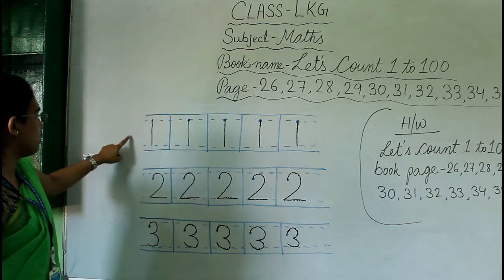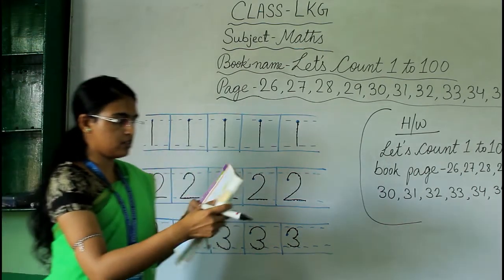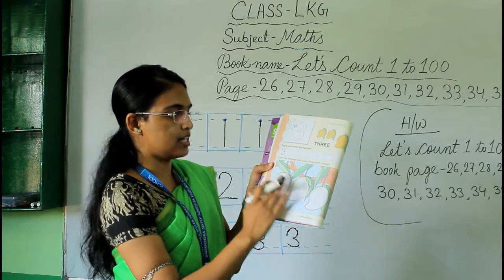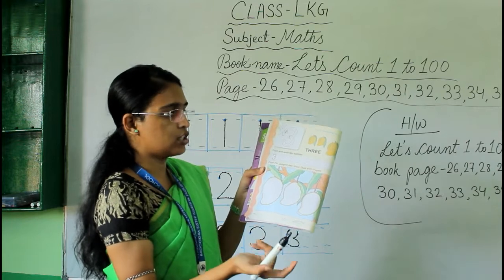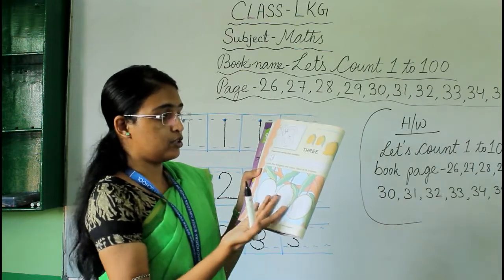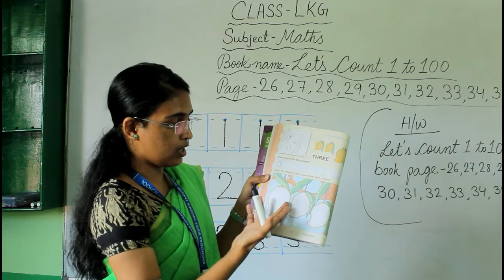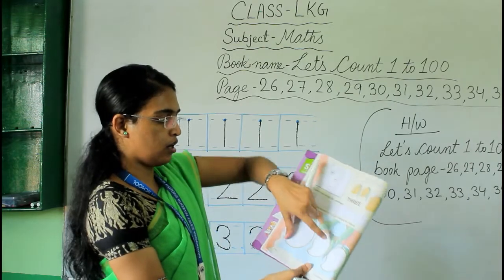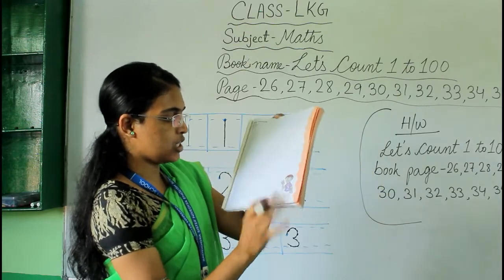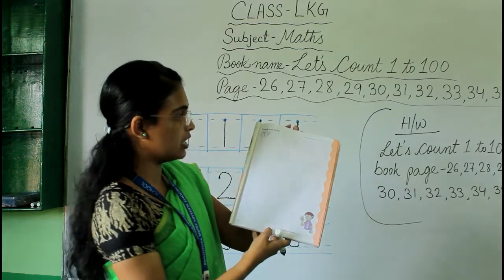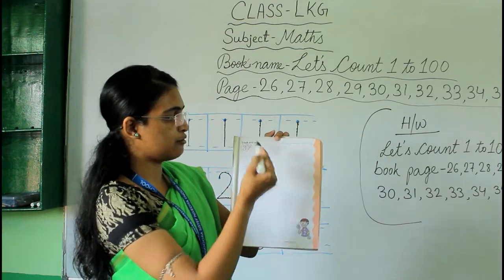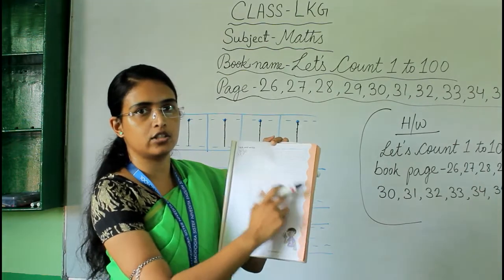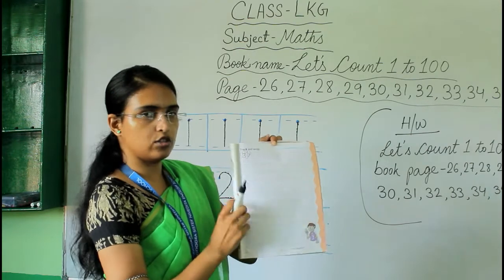Okay. So we have done 1, 2 and 3. So after tracing these numbers, what you have to do? Yes, you have to color these mangoes. With which color? We have to color yellow color. We have to put yellow color in these mangoes. Okay. So after doing this, turn the page and come to the next page. That is page number 31. Here also you have to trace the number first. Then after that, you have to write it by yourself. Okay. So this is also your homework.